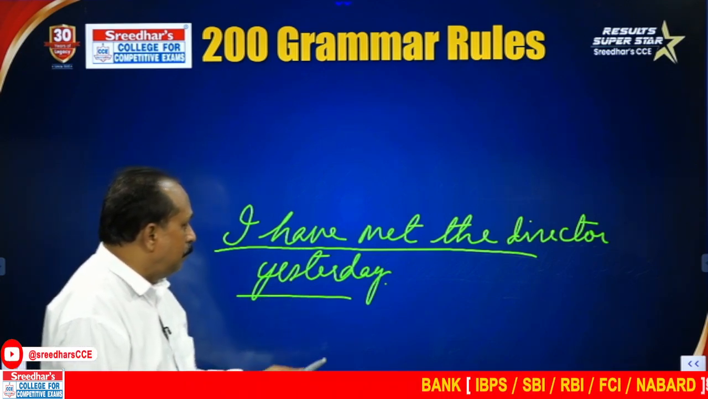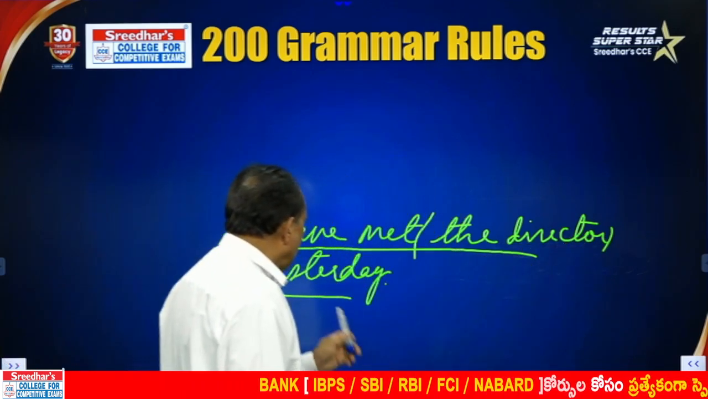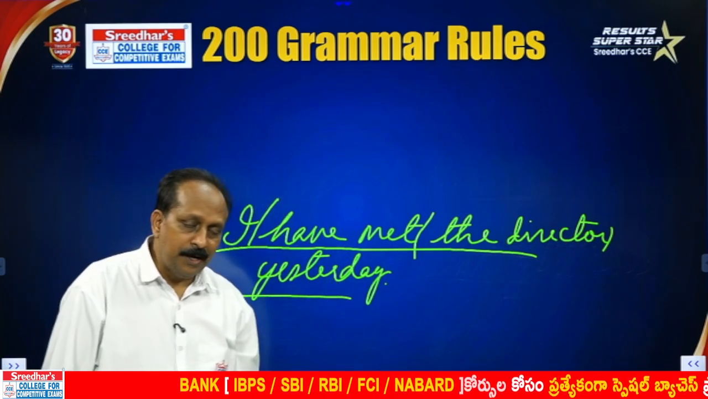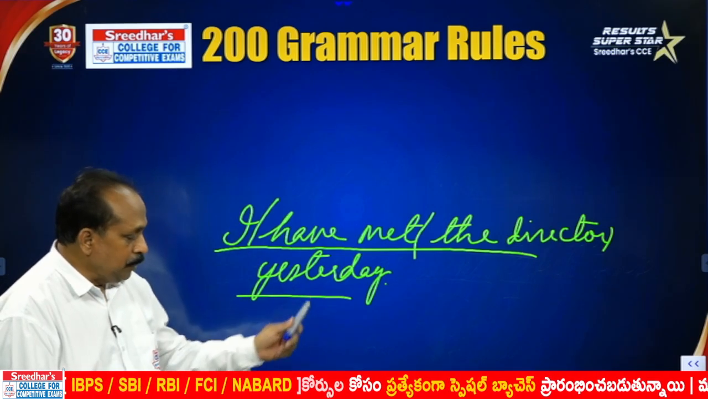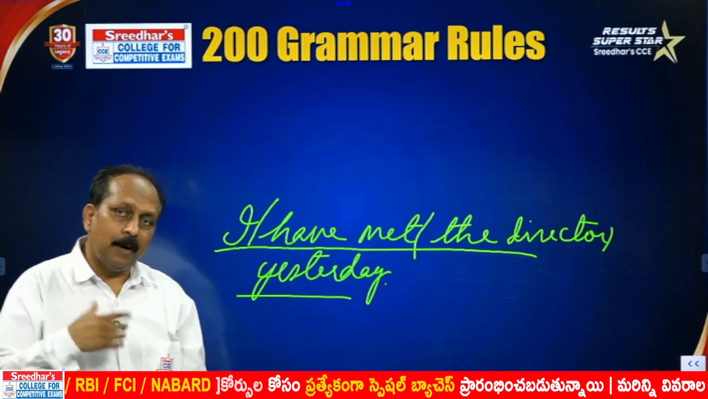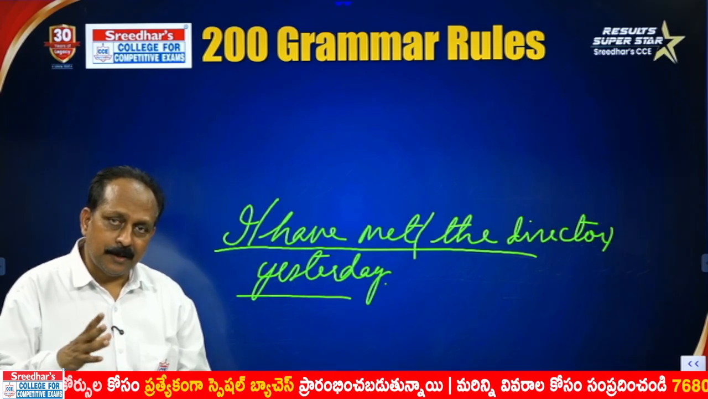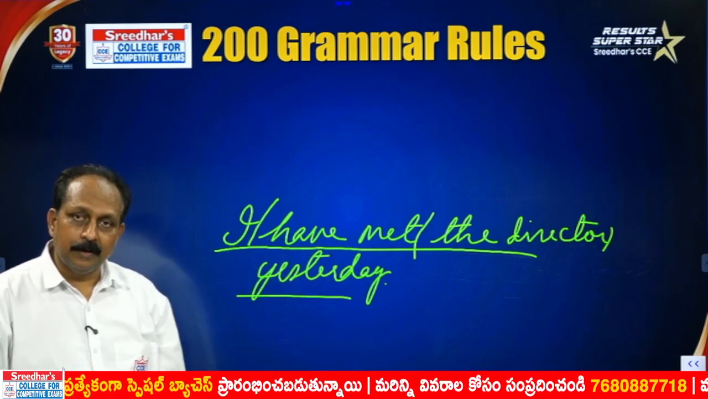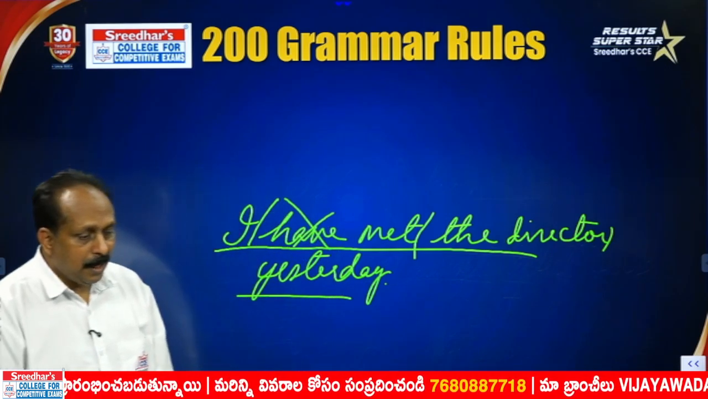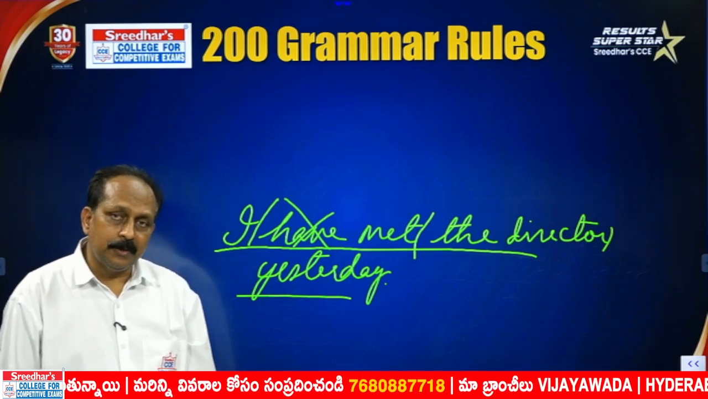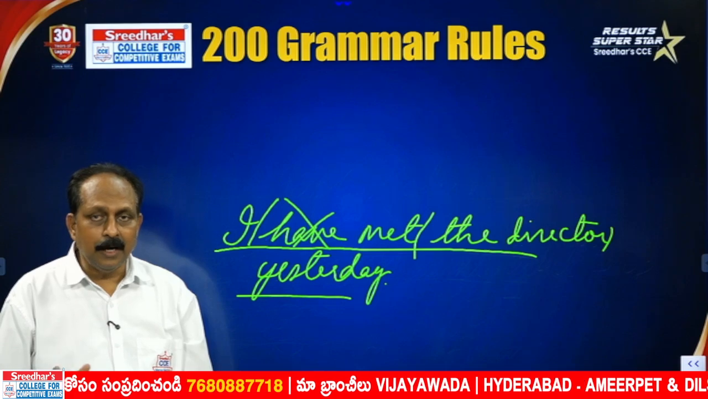Never touch the time. Imagine they have divided the sentence like this. Don't touch the time phrase. Based on the time phrase, you have to decide the tense. Yesterday means which tense? Past tense. But here it isn't, it is present perfect. That is wrong. So how do you correct this sentence? "I have met the director yesterday" is wrong. What are we supposed to say? "I met the director yesterday." Then it is correct. Have you guys got it?